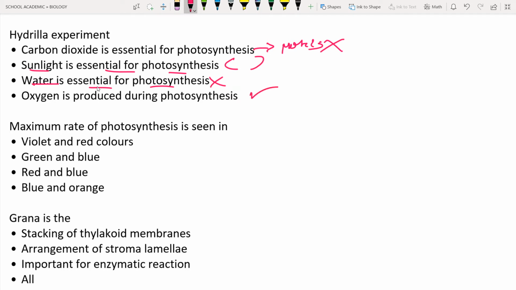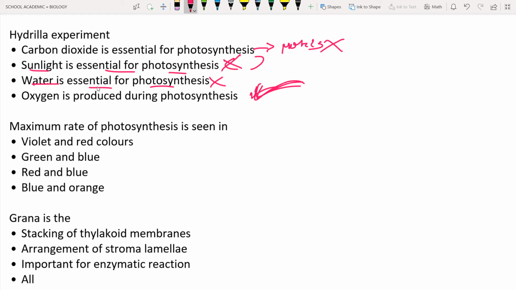So the option is oxygen is produced during photosynthesis. Previously we were a little confused, in a dilemma, about whether the other option is correct or not. It is confirmed that it is also wrong. So we can confirm that the last option, oxygen is produced during photosynthesis, is correct.